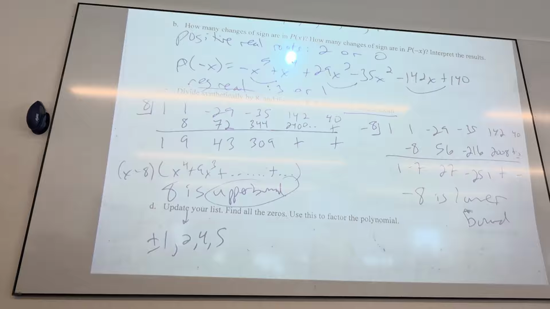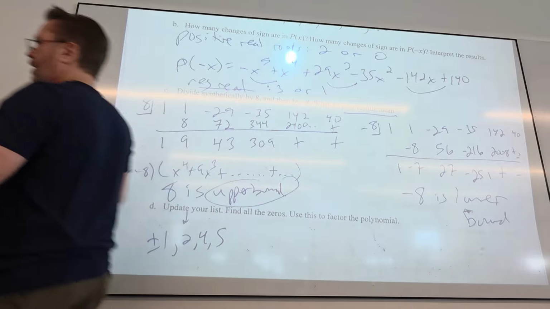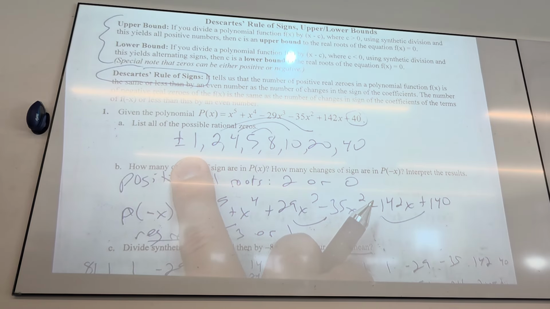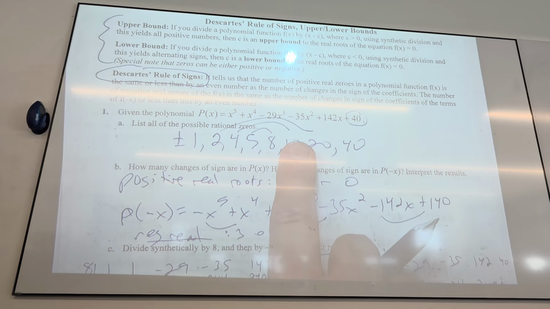Yes? For part C, when you said divide synthetically by 8 and -8, do you pick that number because it's like halfway in between? Good. And this is beautiful. Somebody the other day, either you guys or my other class, said, do we always want to try 1 first? And I'm like, actually, you want to try something in the middle first. What do I mean by that? If I look at my list, I'm not going to try 40. I'm not necessarily going to try 1, but there's nothing wrong with trying 1 because it's the easiest one. Why not? I'm going to try something in the middle.